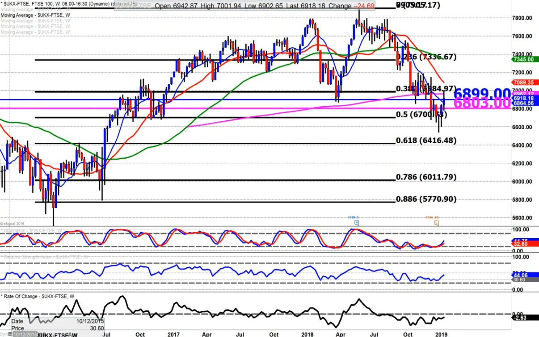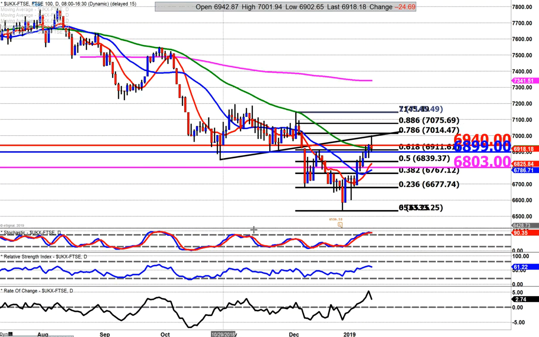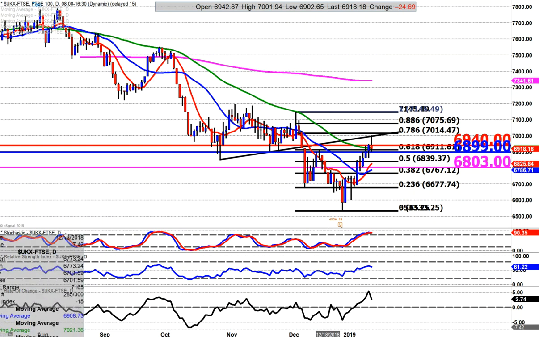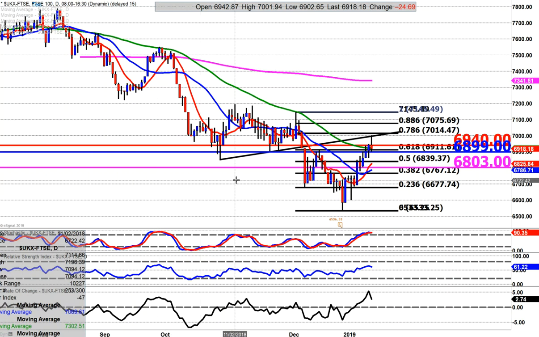But let's go along to the daily chart and just take a look at why it did what it did on Friday. Now, I'm always a great believer in keeping old trend lines, whatever you want to call them, on charts, because you just never know when they will be needed. And if you can see this line that I drew along here, starting in October, that is exactly where Ftse topped out on Friday.